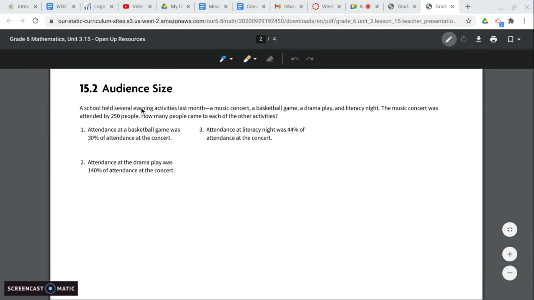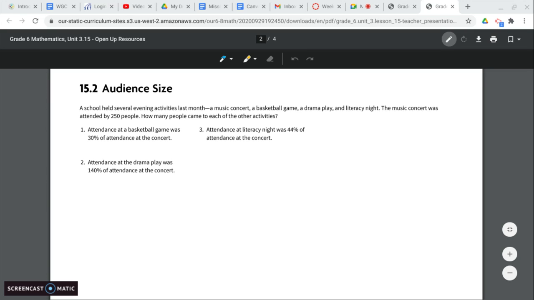So a school held several evening activities last month: a music concert, a basketball game, a drama play, and literacy night. The music concert was attended by 250 people. How many people came to each of the other activities? So for number one, attendance at a basketball game was 30% of the attendance at the concert.